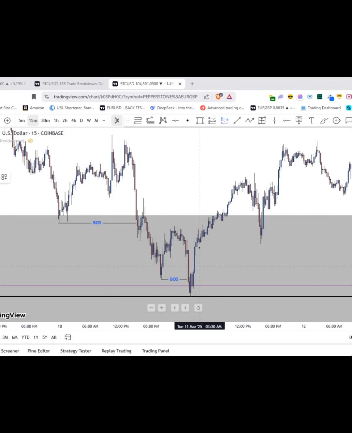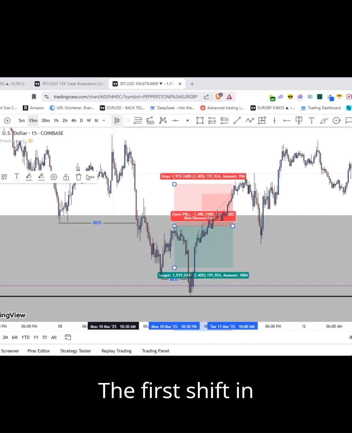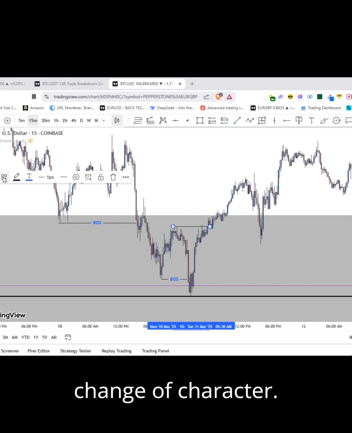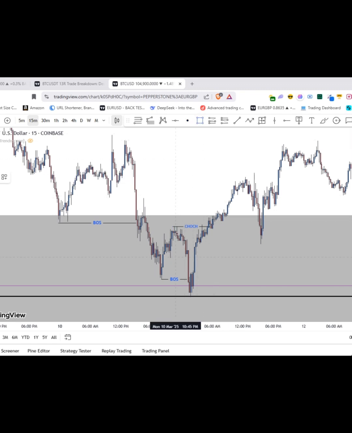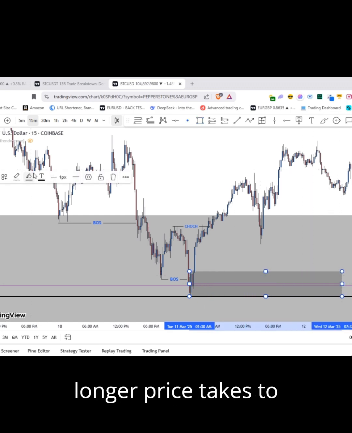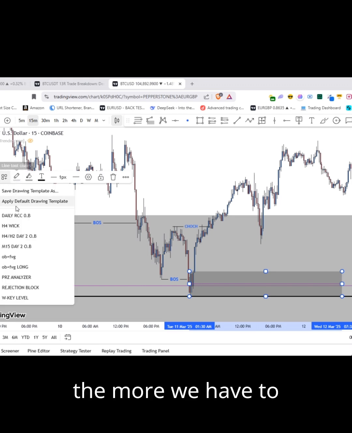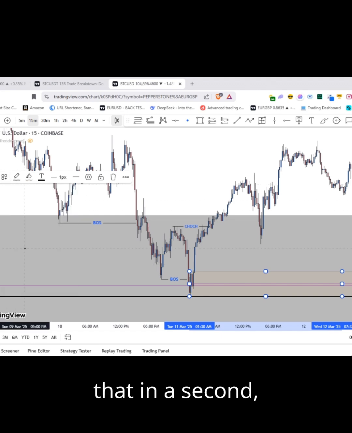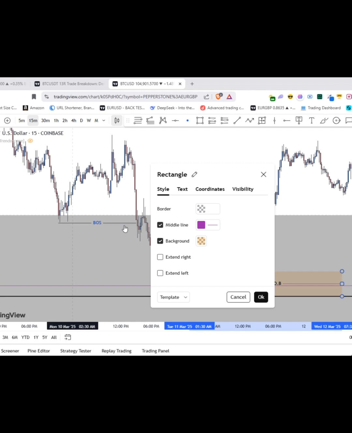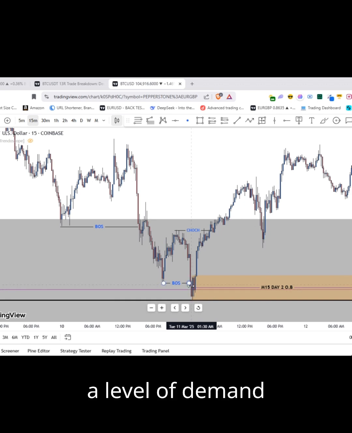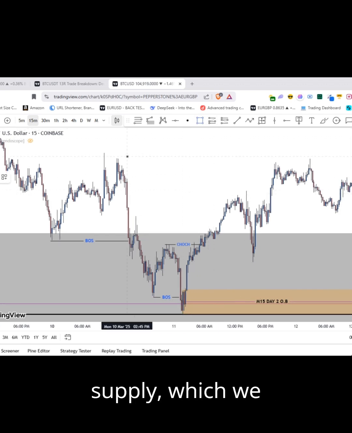And then we have what? The first shift in market order flow. That is the first shift in character. We'll call it a change of character. So this is the origin that caused that shift in market order flow. Now, the longer price takes to come to this level, the more we have to wait for another shift whenever price returns to this level. I'm going to explain that in a second. Let me extend this to the other side so that you can see that clearly. Now this is a level of demand. Price is going to react from a level of supply, which we don't know.